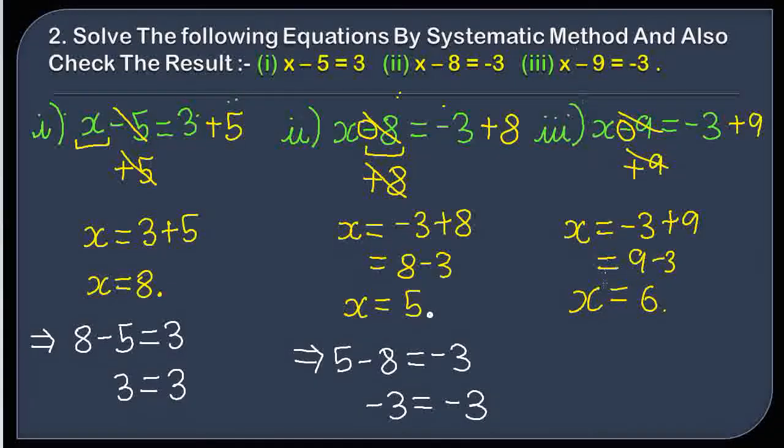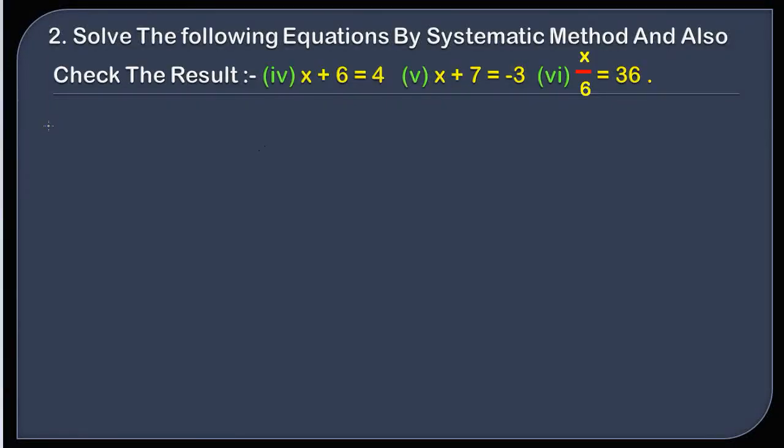Okay, now we have to verify it. 6 minus 9 must equal minus 3. And yes, 6 minus 9 is minus 3. Minus 3 equals minus 3. Thus, we have verified and found the answer of x in all these 3 parts. Now we are going to solve the next 3 parts of the same question.